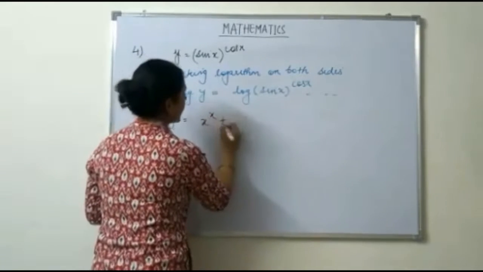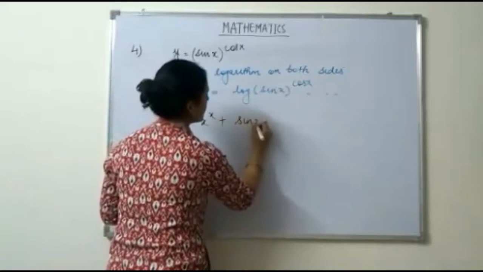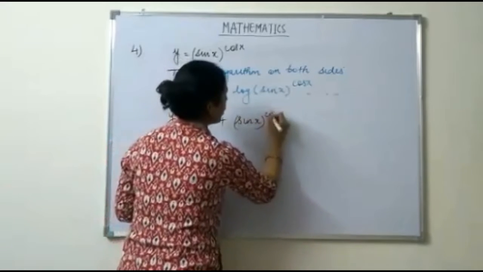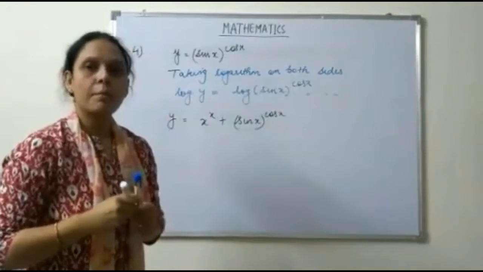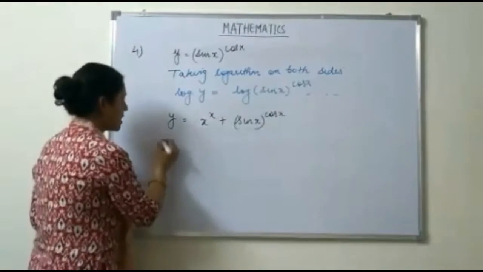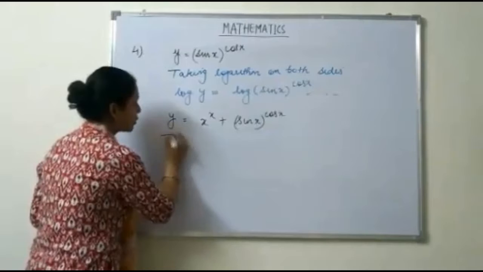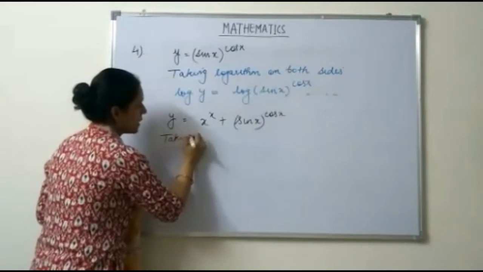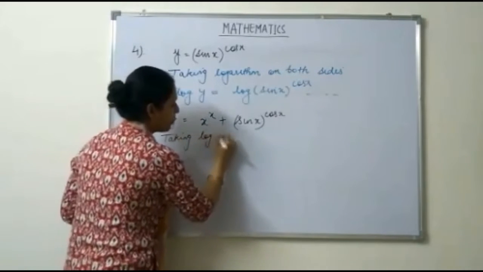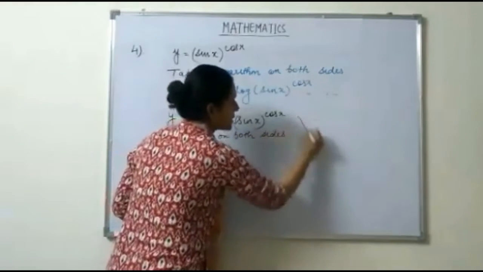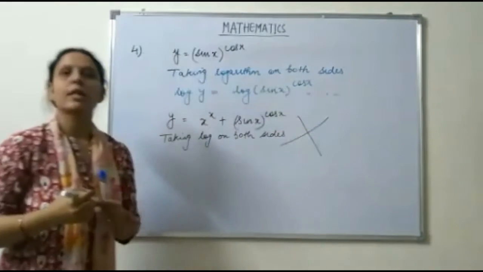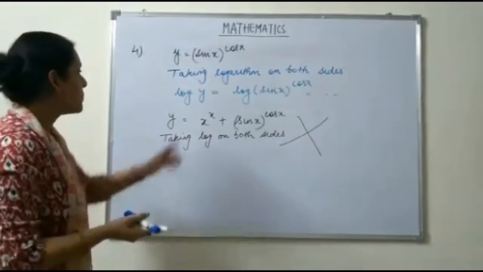Now, if the question is y is equal to x to the power x plus sin x to the power cos x, in this case the most common mistake made by the students is that here also they write taking log on both sides. Children, this is completely wrong. Here you cannot do this.